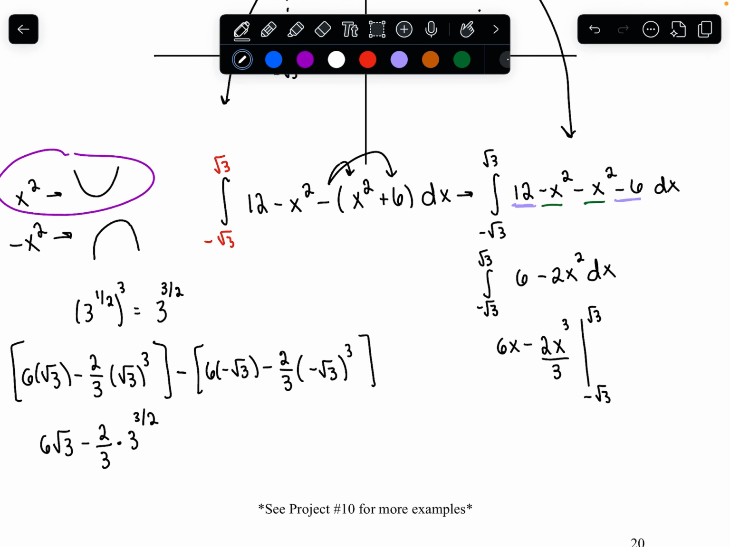All right, distribute that negative, we'll get positive. Distribute that negative, we'll also get positive. So that's what? Well, no, because that's negative. This gives us a positive, so that'll be negative.